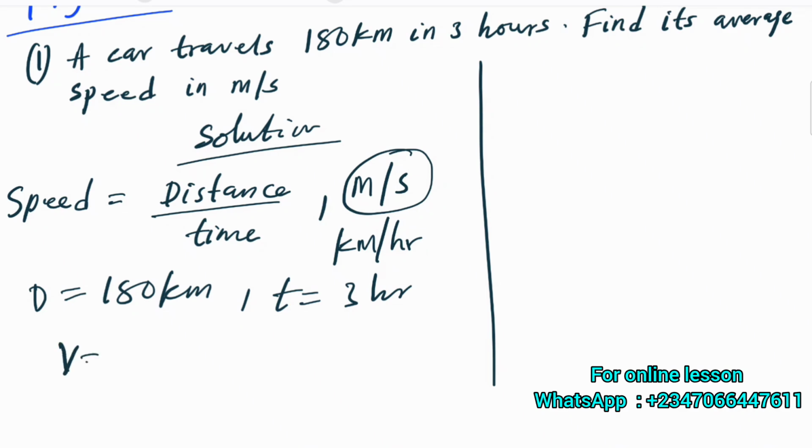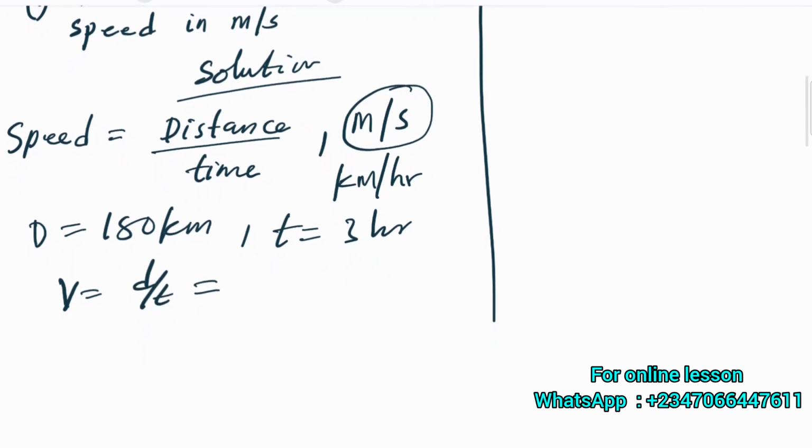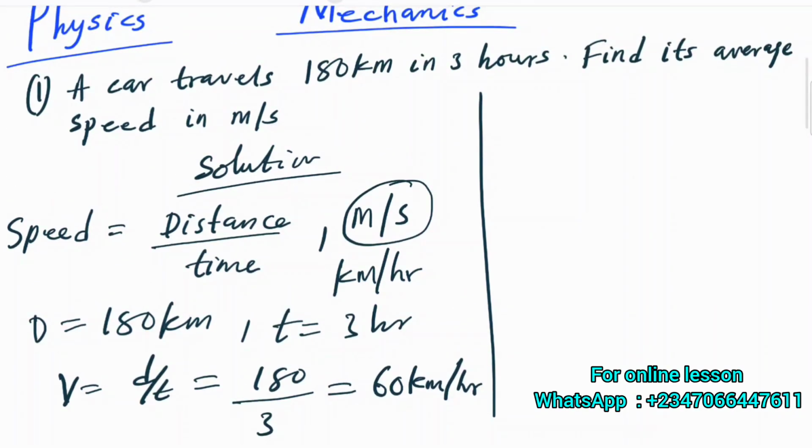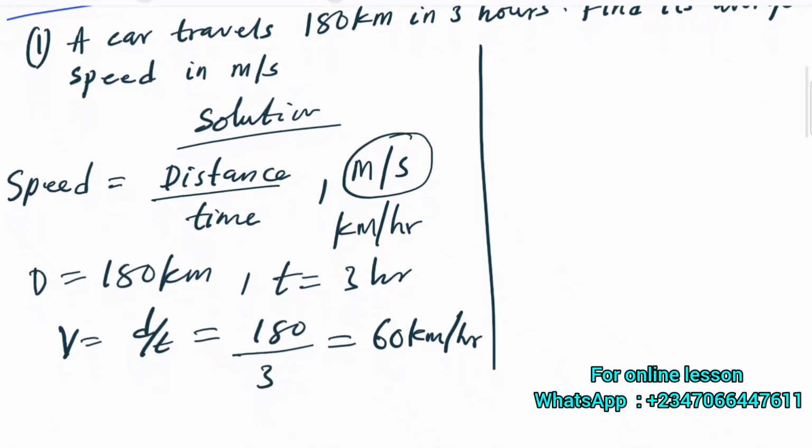So speed V now is equal to distance over time, which is now equal to what was the value given to us? That is 180 all over 3. So this gives us 60 kilometers per hour. Well, now the question says we should find the average speed in meters per second. So which means we are going to convert this 60 kilometers per hour now to meters per second.